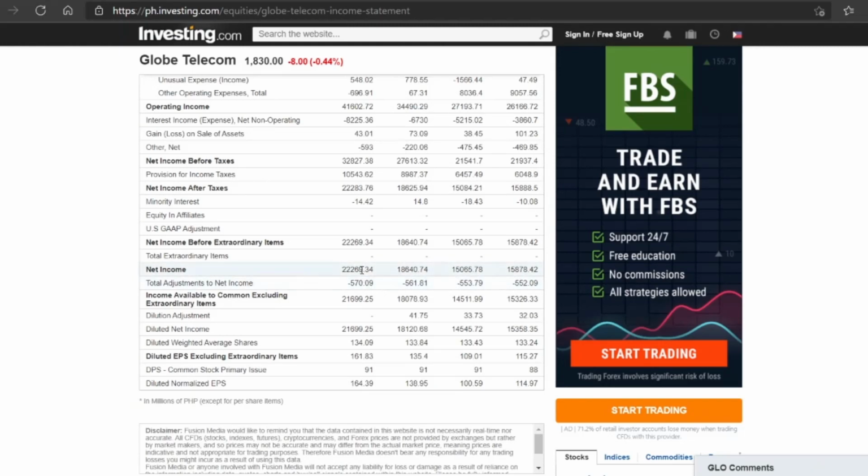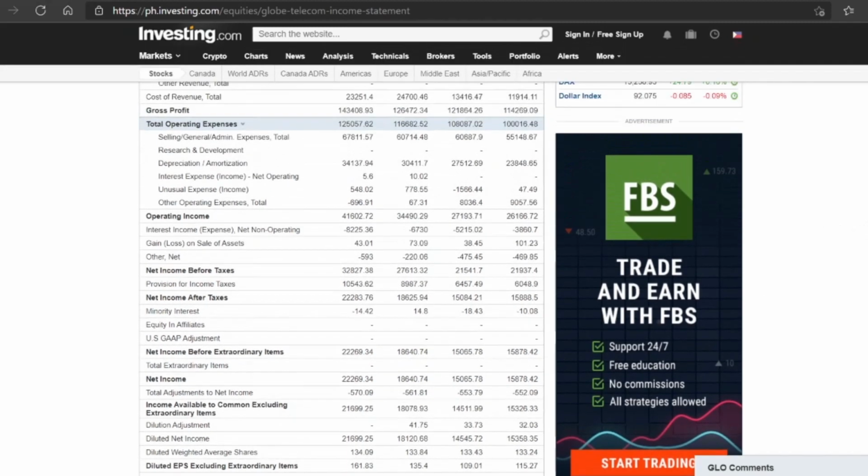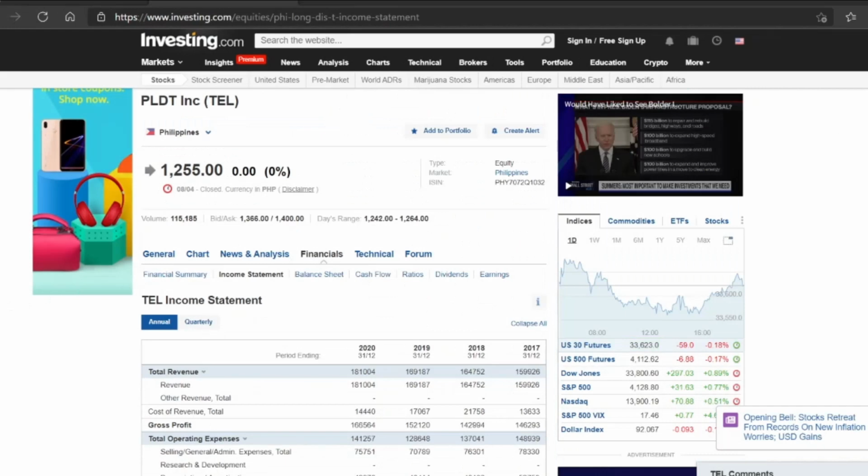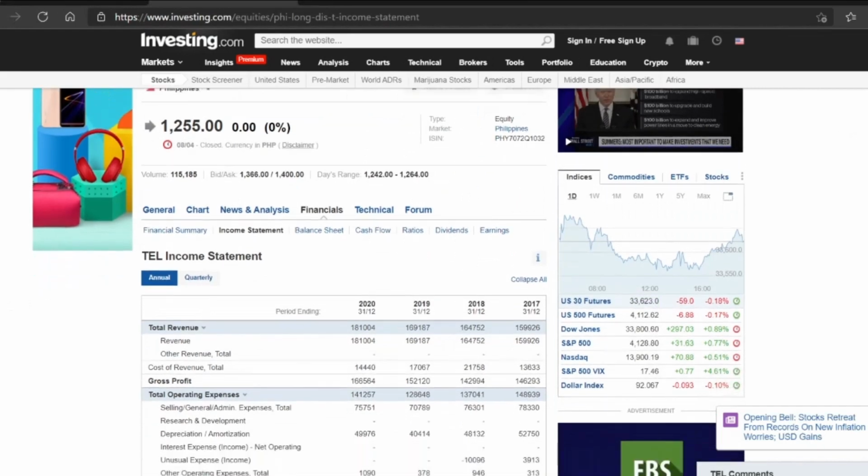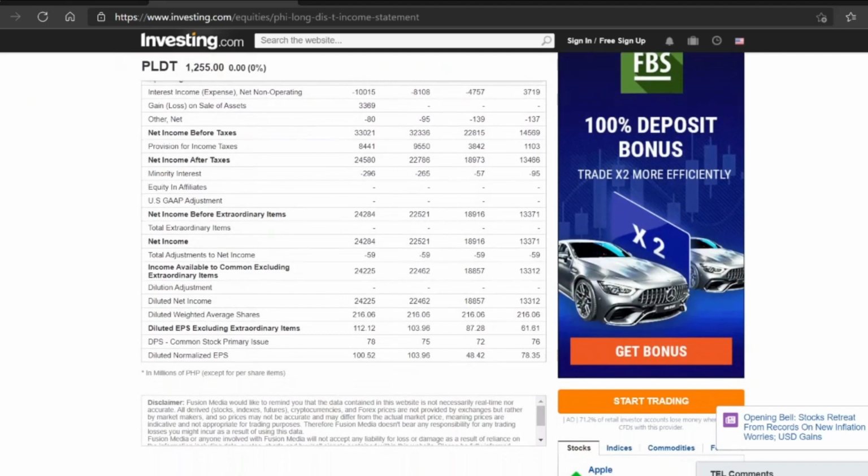Some of you may be asking, why are we concentrating on net income only? Well, you could look at the gross profit also while you are in here. But I want you to concentrate right now on the net income because some companies have large gross profit but a negative net income. Now, let's also look at PLDT's income. As we can see, it is also growing year after year. So both companies get a check in our list.